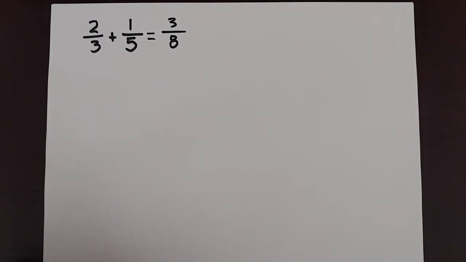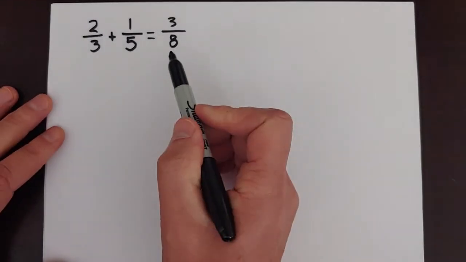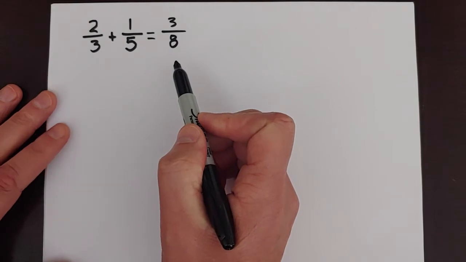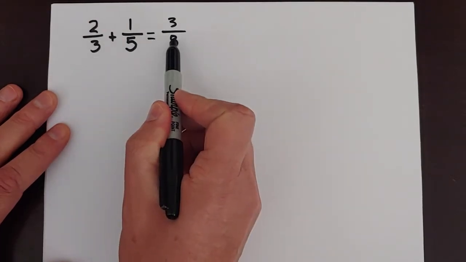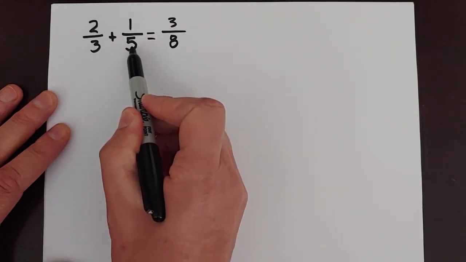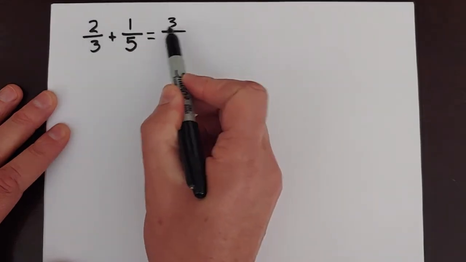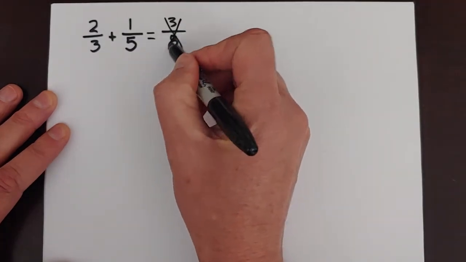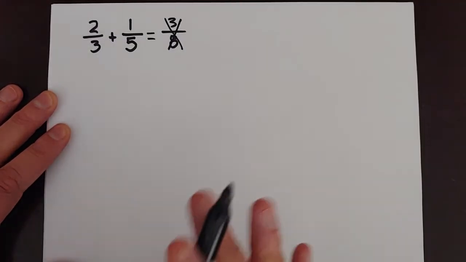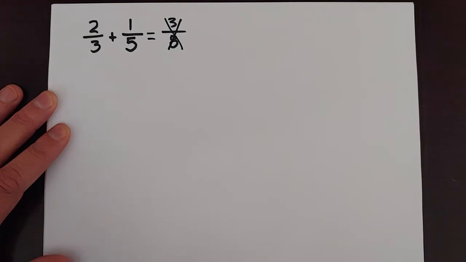Not 3/8. Okay? A lot of reasons why this cannot be true. 2/3 is more than 3/8. How can you add something to 2/3 and get an answer that's less than what you started with? Okay, this does not work. So this should be review. I'm only going to do one example of this.